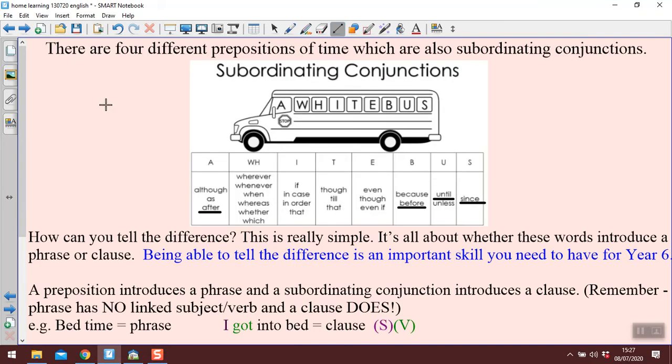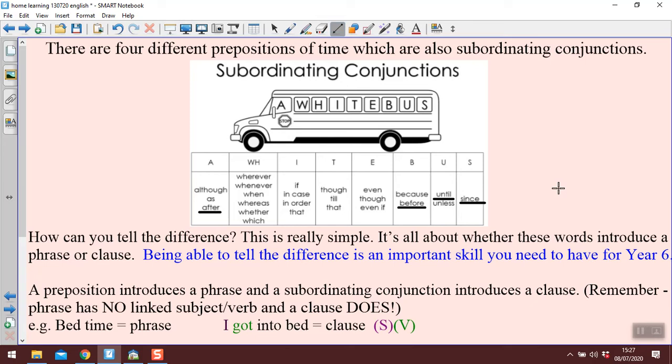There are 4 different prepositions of time which are also subordinating conjunctions. So after, before, until and since. These are subordinating conjunctions but also prepositions. How can you tell the difference? This is really simple. It's all about whether these words introduce a phrase or a clause.